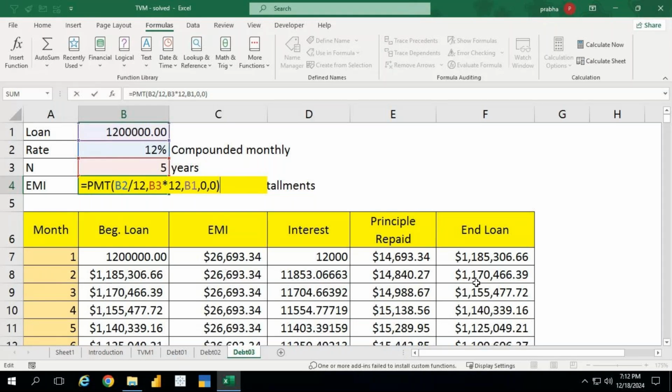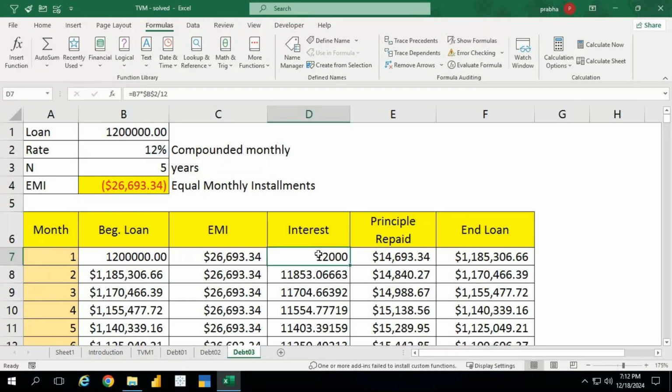Ma'am, you can show the interest column, ma'am. Can you explain it? Interest.